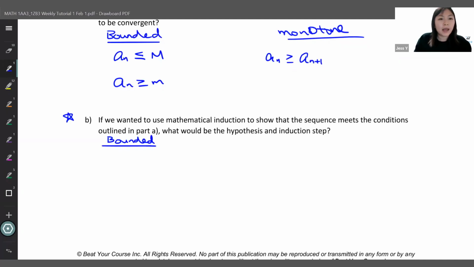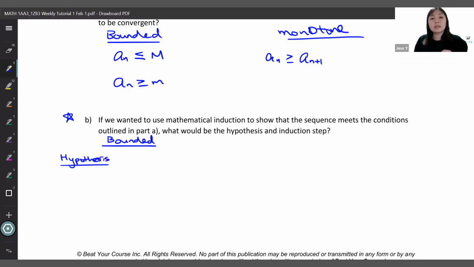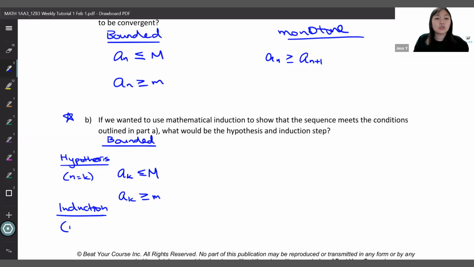So to show that it's bounded, my hypothesis, remember in mathematical induction, the hypothesis is we are going to assume that it holds, meaning that it's going to be bounded up to some n equals k. That's where the hypothesis comes from. So meaning I'm going to assume that a_k is less than or equal to M, and a_k is greater or equal to little m. That's my assumption. And then in my induction step, I'm going to have to show that this is true for when n equals k plus 1. So I want to show that a_(k+1) is less than or equal to M, and a_(k+1) is greater or equal to little m. I'm not going to actually show it. I just want to write down the hypothesis and the induction step, what we're trying to show. So that's how we would use mathematical induction to show that the sequence is bounded.